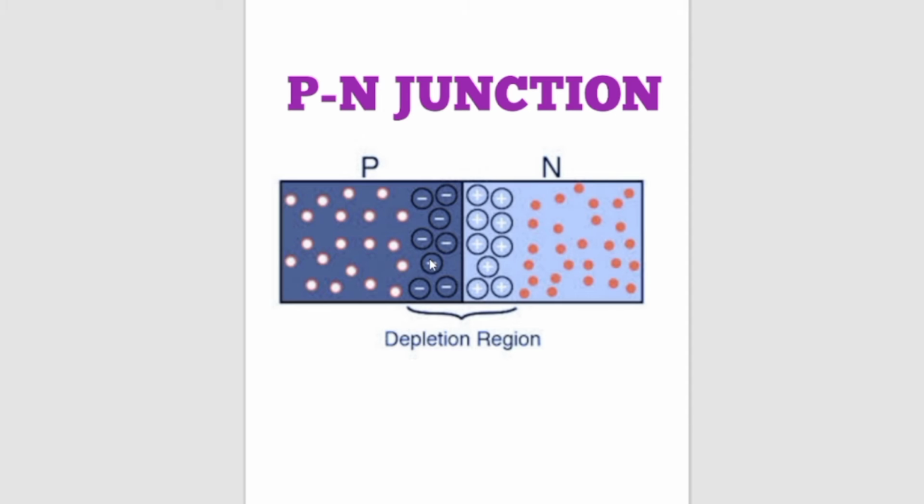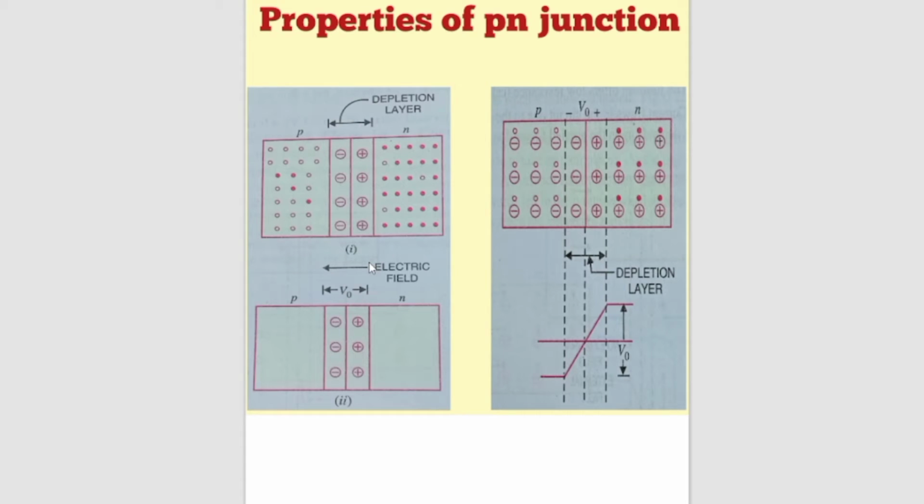This video is all about properties of p-n junction. At the instant of p-n junction formation, the free electrons near the junction in the n region begin to diffuse across the junction into the p region, where they combine with holes near the junction.